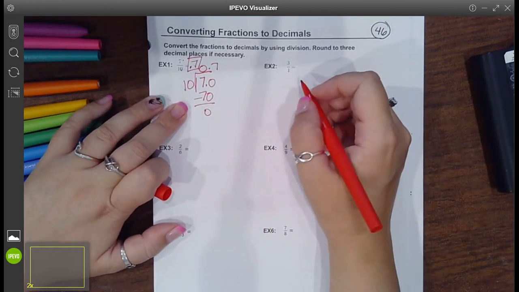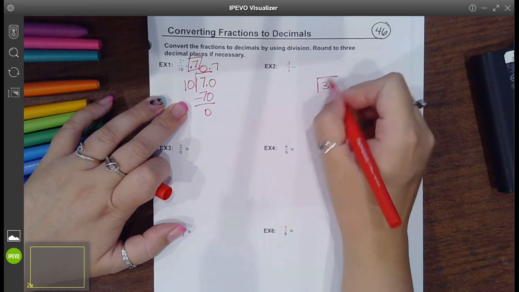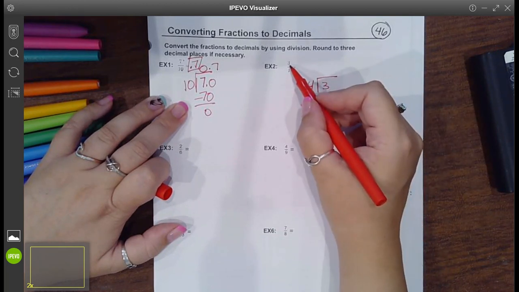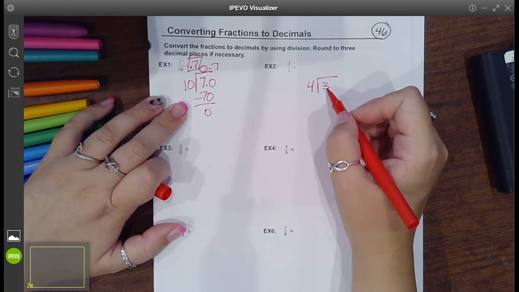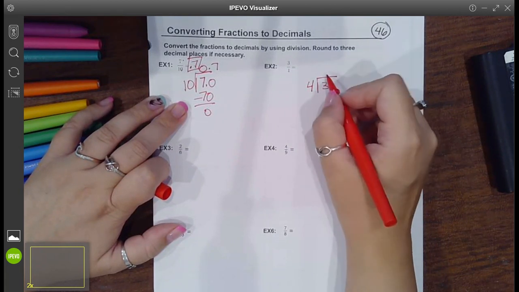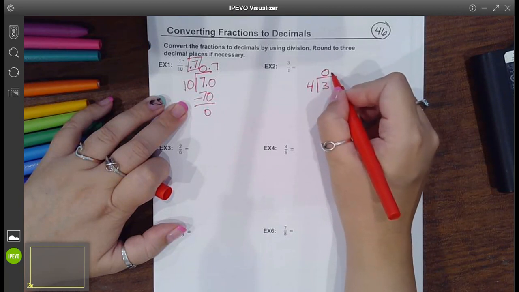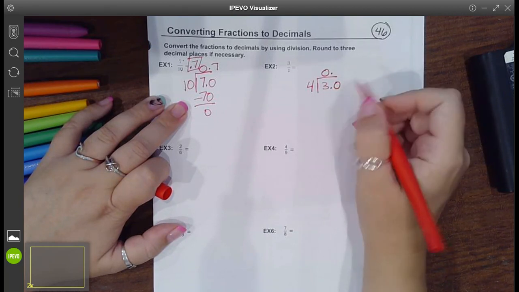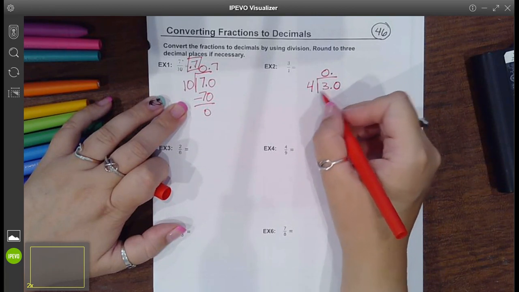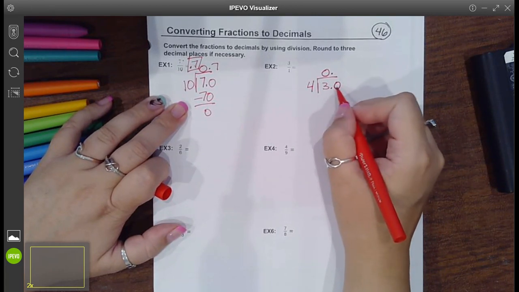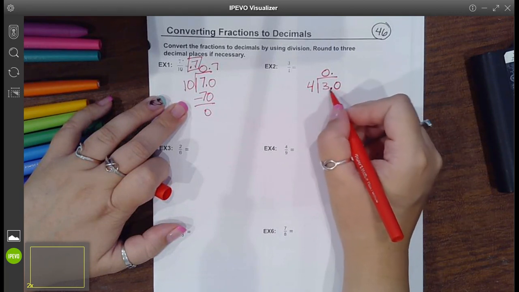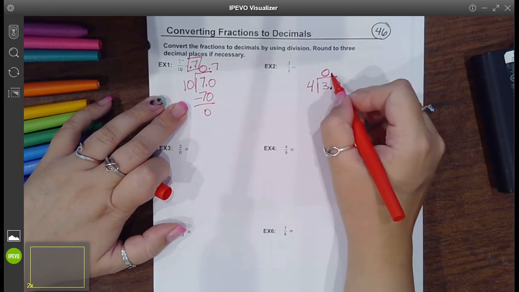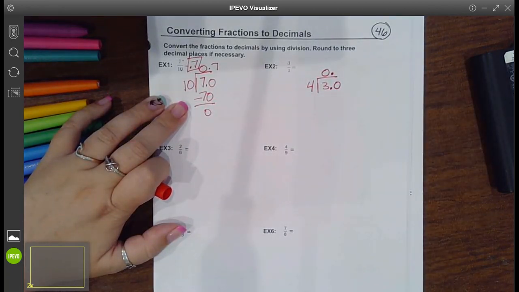Okay, for this one, same thing. Again, in and out. Top number goes inside the house. Bottom number goes outside the house. Can 4 go into 3? No, it can't. So it goes in 0 times, and then I'm going to add a decimal and a 0. 4 can't go into 3, but it can go into 30. And the way that this works, yes, I added a 0, but do you understand that because I put that decimal there, 3.0 is the same as just 3, right? But now that I have that decimal, I can divide 4 into 30.